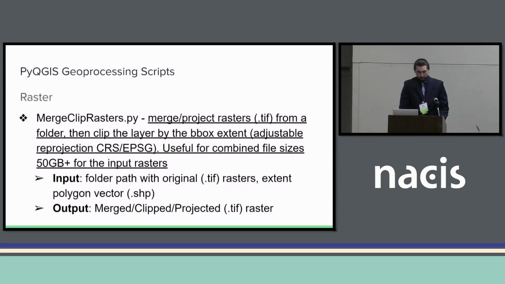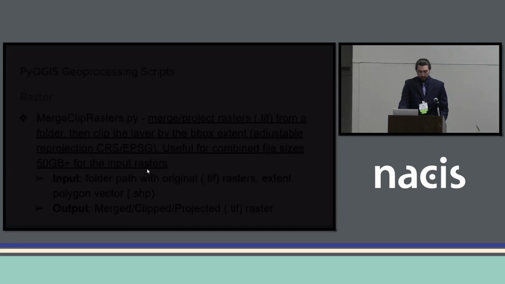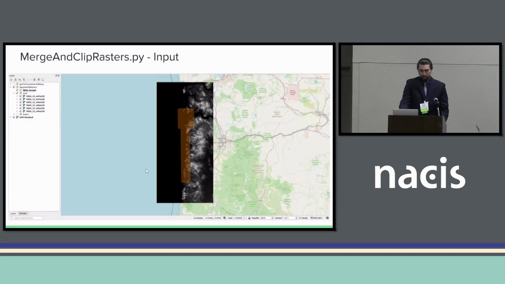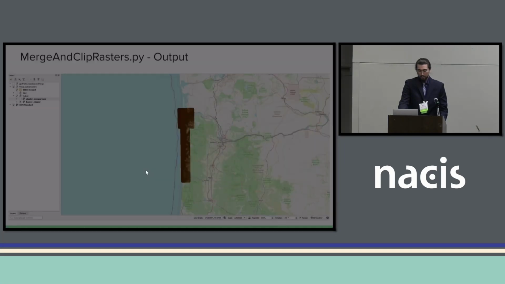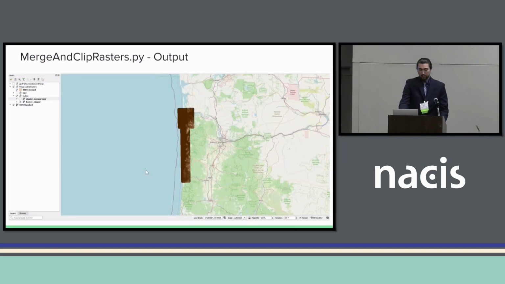So this script uses an input folder with multiple original TIFF raster files and an extent polygon vector to merge, project, and clip the rasters. In this first picture, I have 6 DEMs from USGS and an extent polygon layer. And this is the output after running the script.